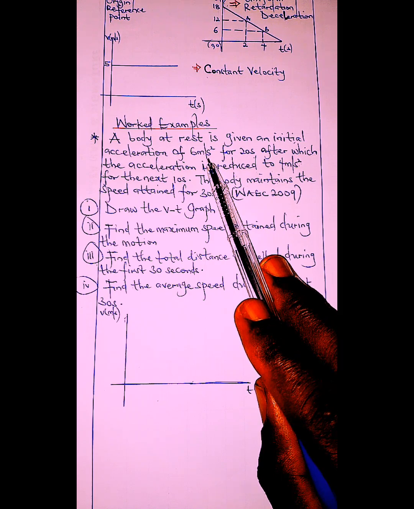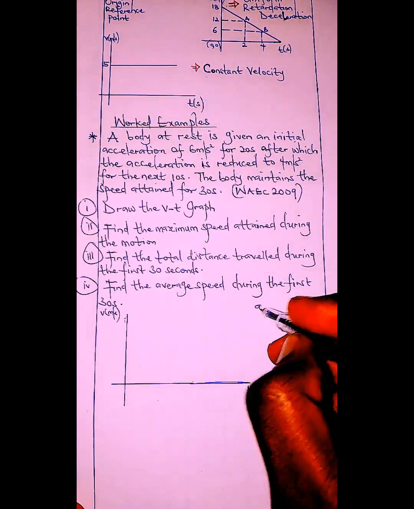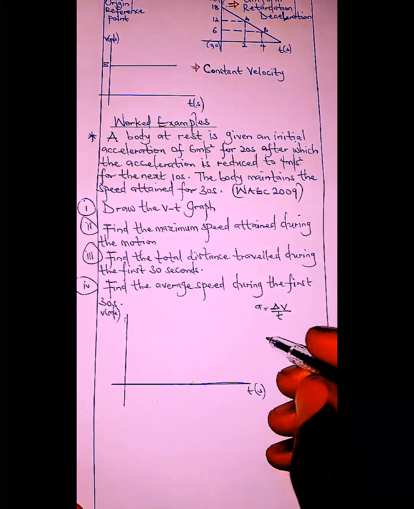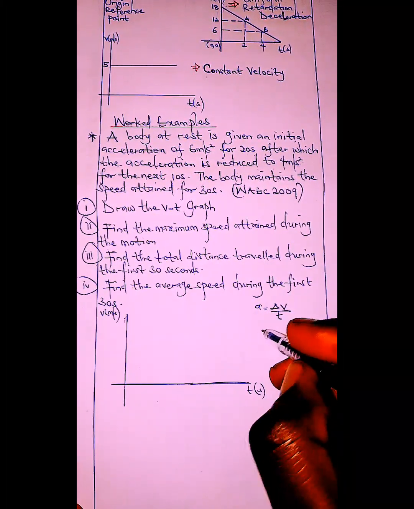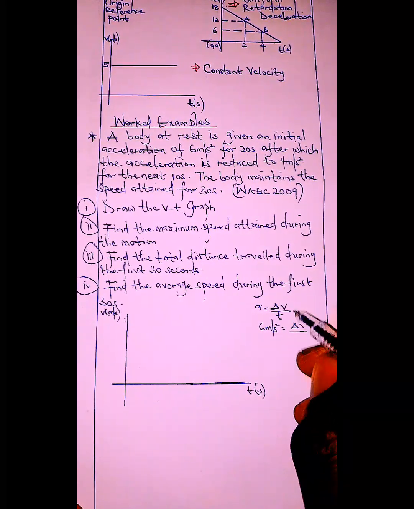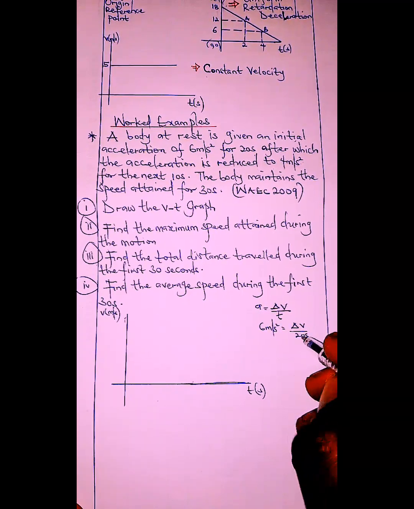That means the body moved from one speed to another speed. So let's try to interpret what that means. First of all, we all know that acceleration is a change in velocity over time. So acceleration already is given as 6 meters per second squared, which is a change in velocity over the 20 seconds it took that body to get to this velocity.